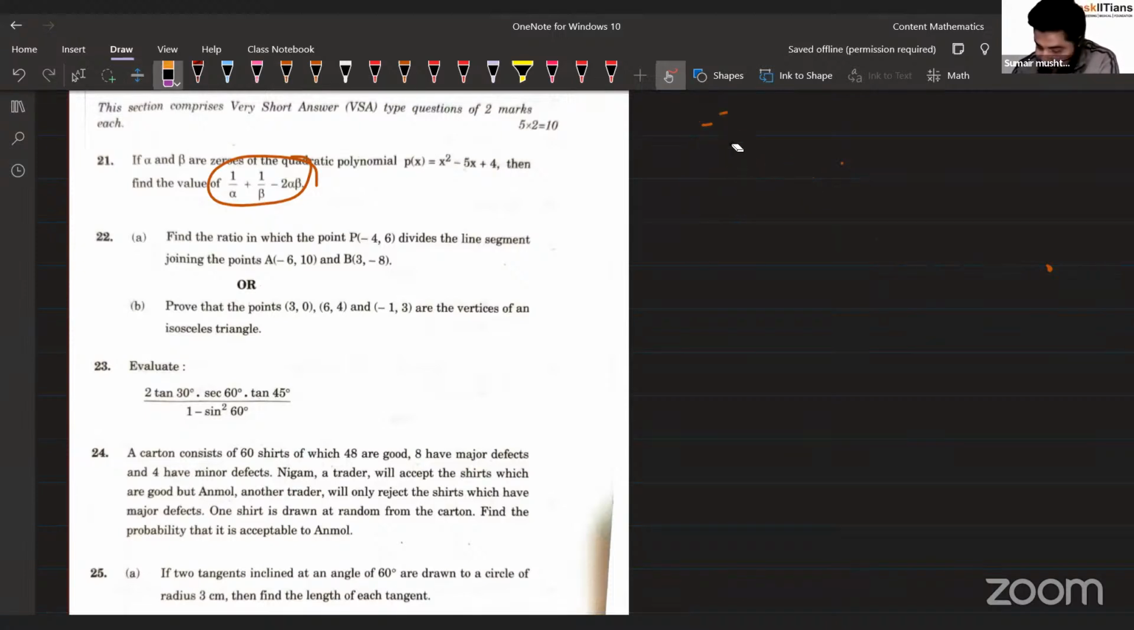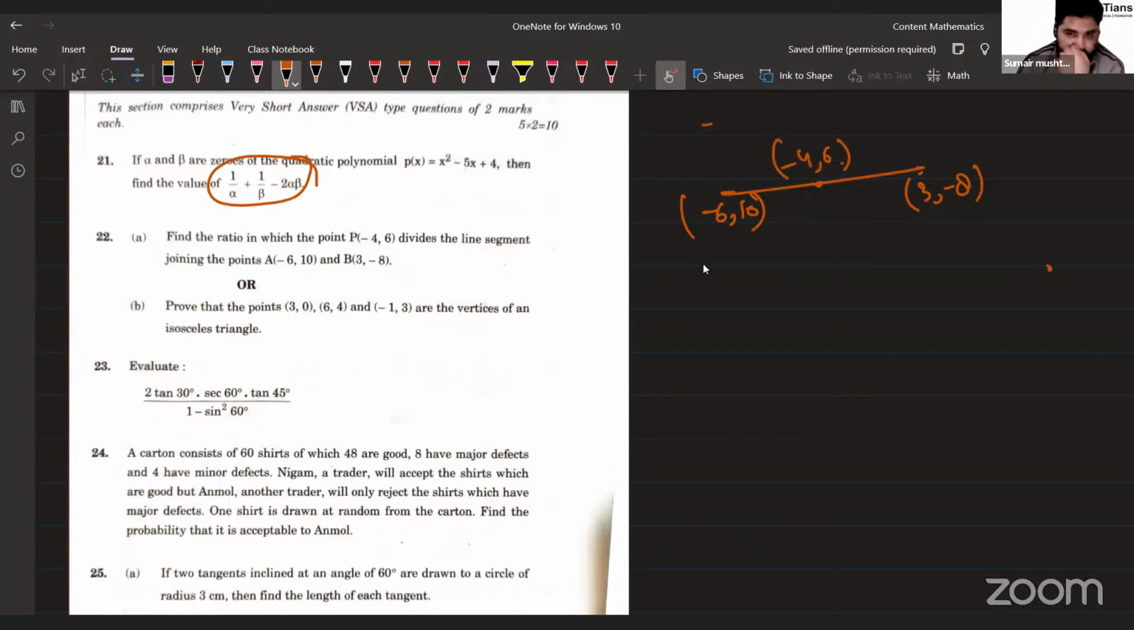As I told, I won't be doing it. Yes, it could be. Find the point P. Okay, in what ratio does it divide? Say this is a point, minus 6 comma 10. This is 3 comma minus 8. And P is a point here, minus 4 comma 6. In which ratio does it divide it?